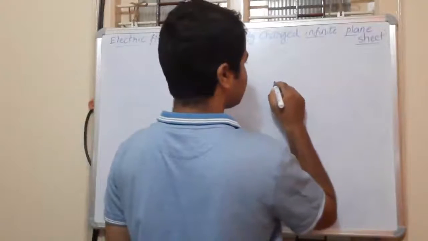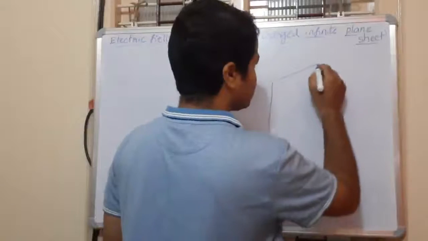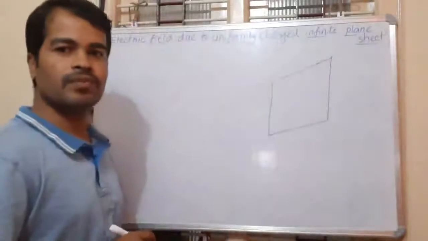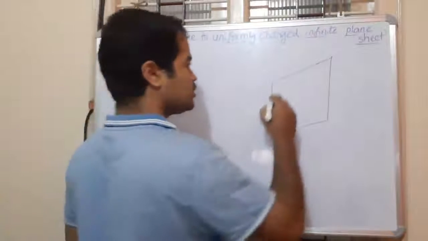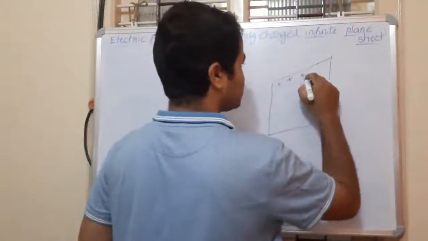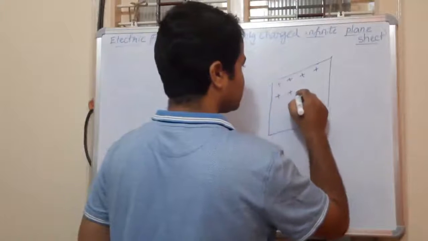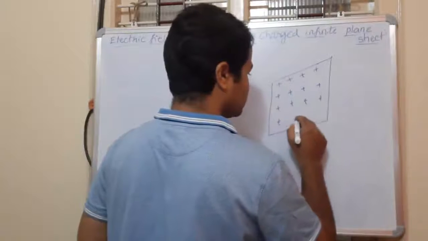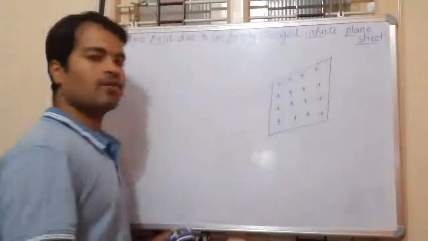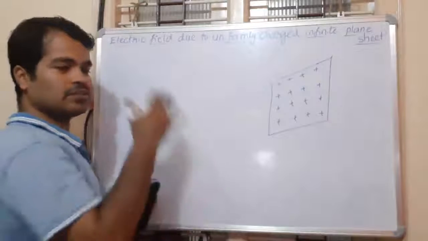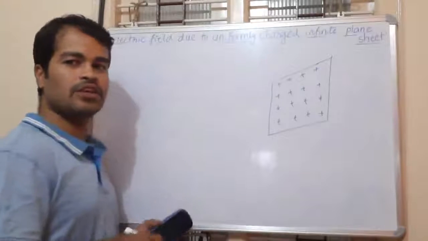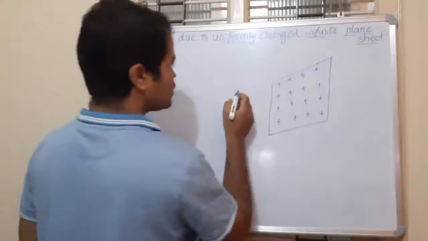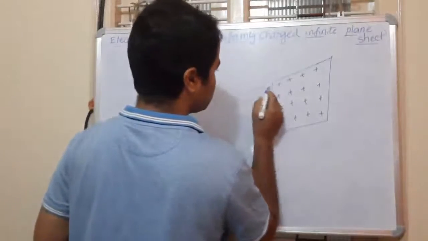So like this. This is the plane sheet we have taken. So this is uniformly charged, completely plus charge. Now we need to find the electric field due to this plane sheet. To find it, we need to consider a Gaussian surface. Let us consider a Gaussian surface.